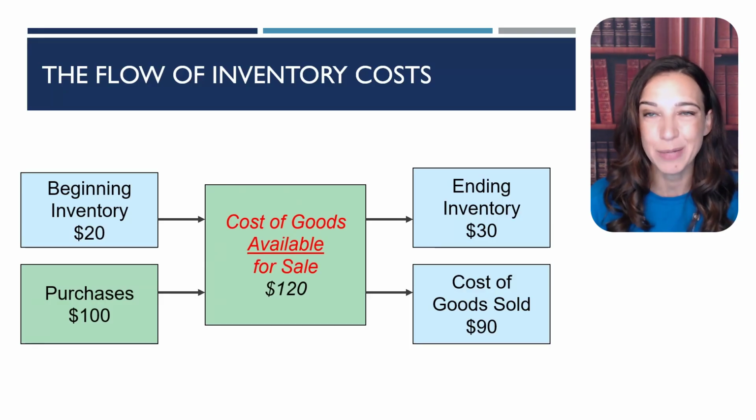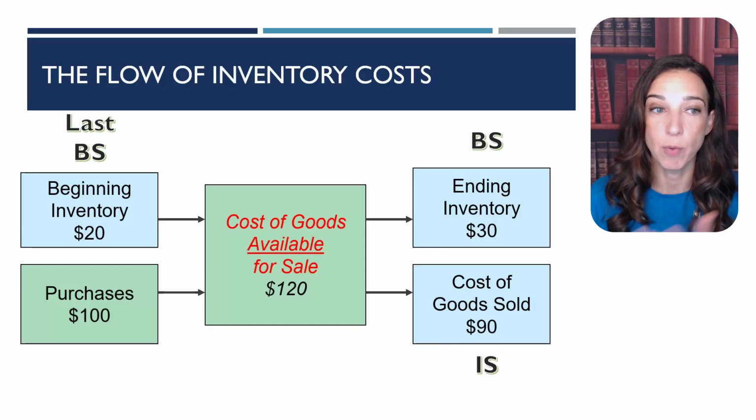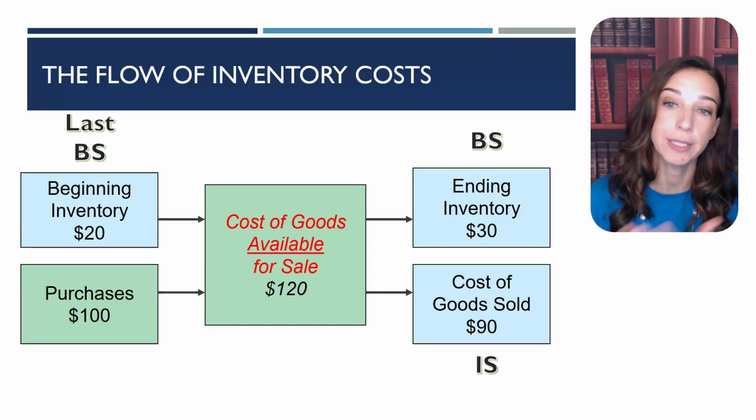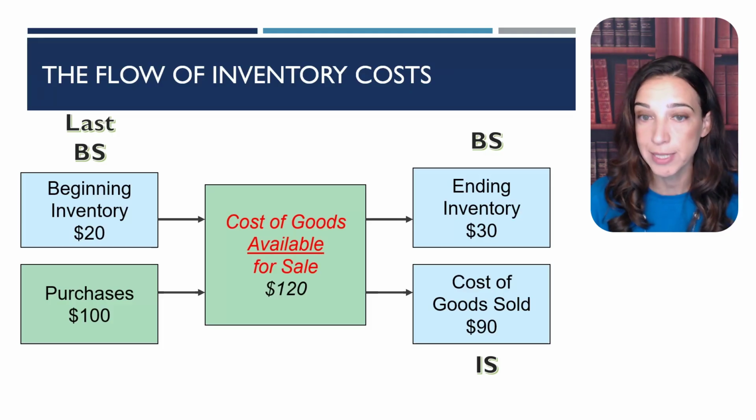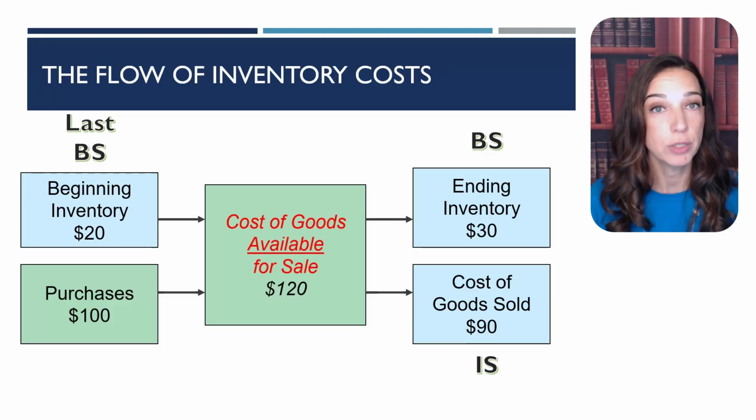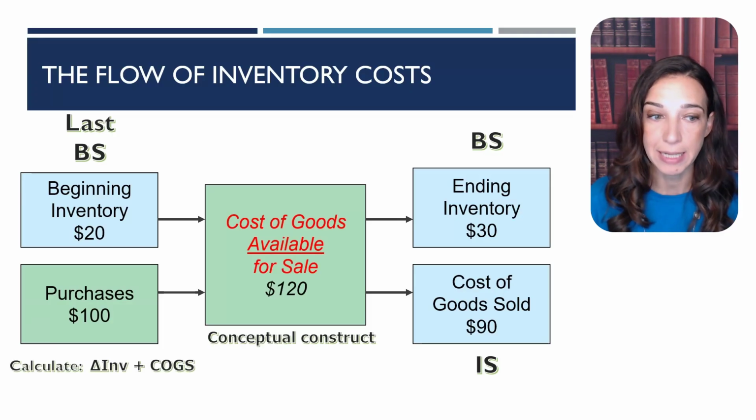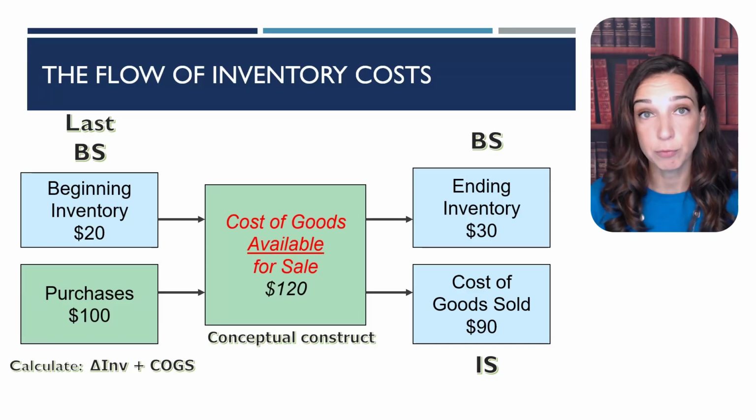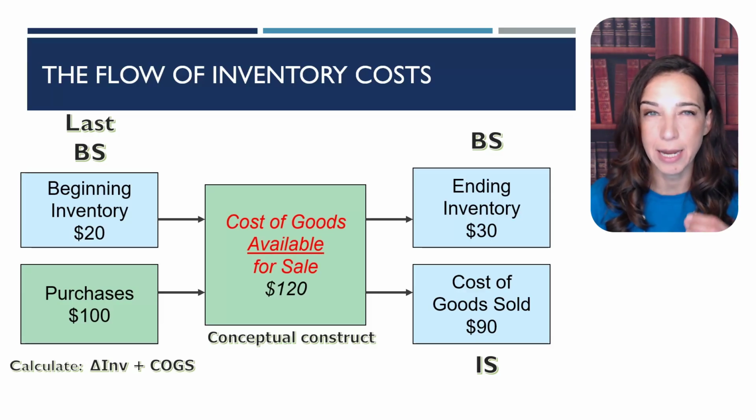They come into the same pool, they go out of the same pool. And of course, the beginning inventory was found on prior period's balance sheet. The ending inventory is found on this period's balance sheet. The cost of goods sold is found on the income statement. The cost of goods available for sale, like I said, is not a particular item.